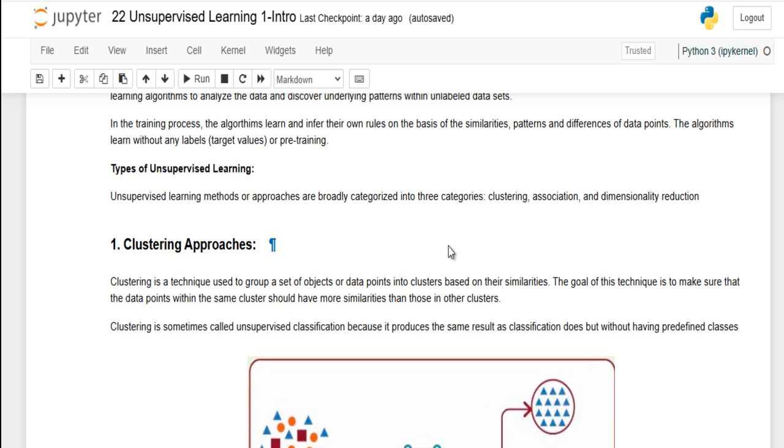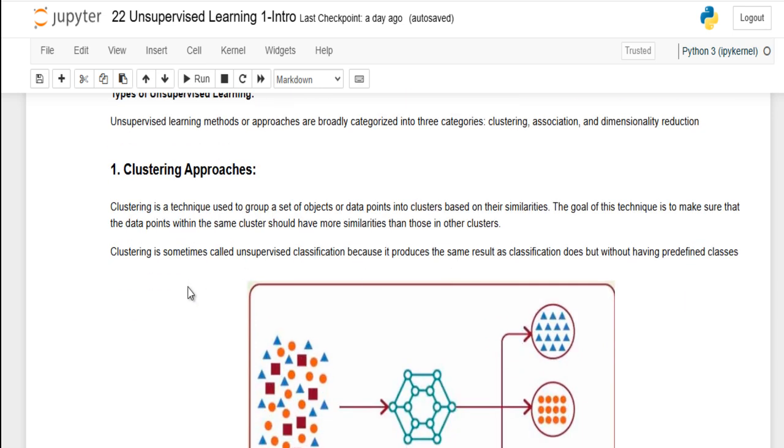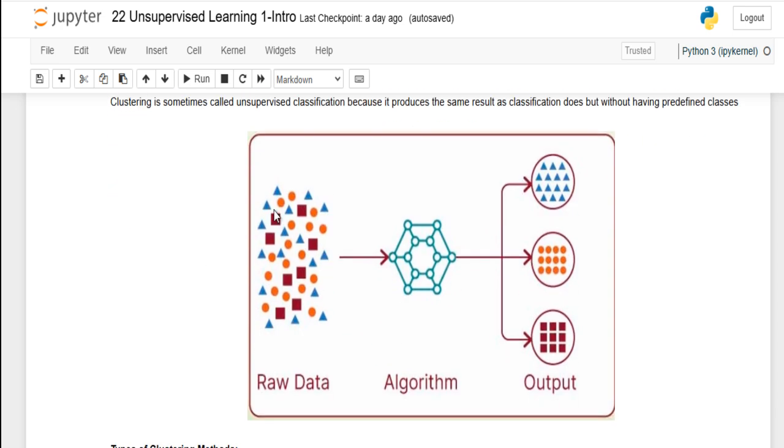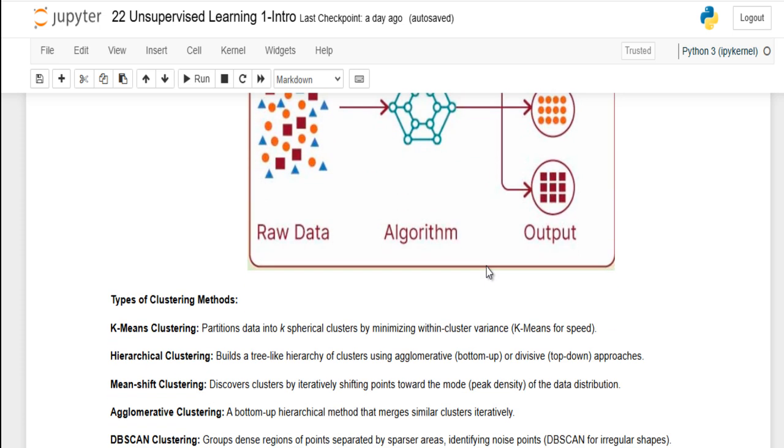It's sometimes called unsupervised classification because it produces the same result as classification does, but without having predefined classes. In this case, you can see we have all this raw data together. The model helps us to process it and separate it into different categories. This is what we call clustering. Now there are different types of clustering.